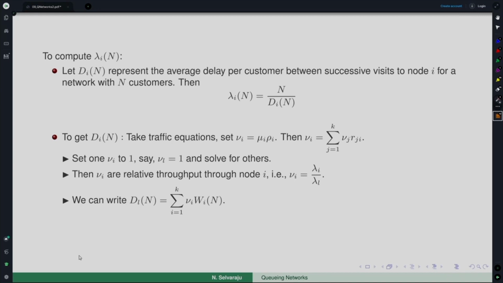Nu 1 equal to 1, nu 2 equal to 2 means whatever be the arrival rate at node 1, the arrival rate at node 2 is twice of that. So, the expected number of visits to node 2 after leaving node 1 and prior to returning to node 1 must also be 2. That is how it will be satisfied. So, once we have this nu I, we can compute d L of n, and then I can compute these quantities lambda I of n. This is the background behind this algorithm.